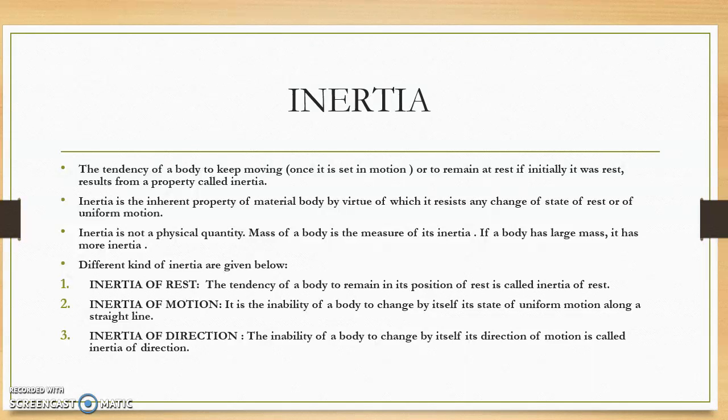Next, we will see inertia of direction. The inability of a body to change by itself its direction of motion is called inertia of direction. So these are the three different kinds of inertia, which are inertia of rest, inertia of motion, and inertia of direction.